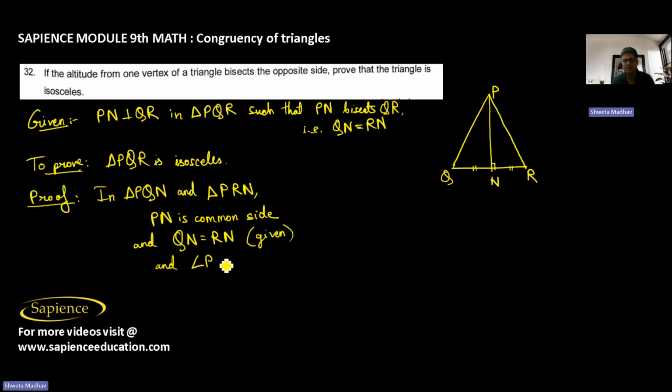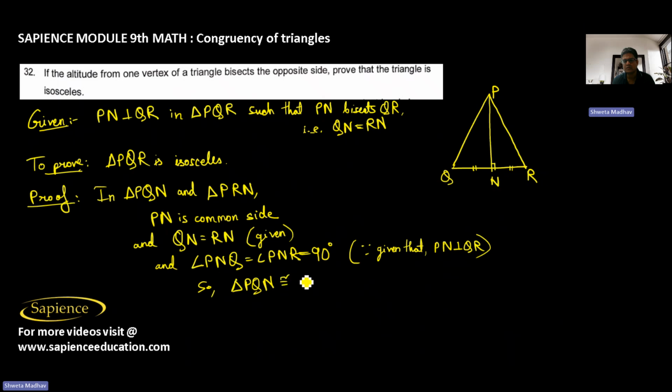And angle PNQ is equal to angle PNR, which is equal to 90 degrees, since it is given that PN is perpendicular to QR. So here we have used two sides equal, and the included angle is also equal. So I can say triangle PQN is congruent to triangle PRN by the SAS rule of congruency.